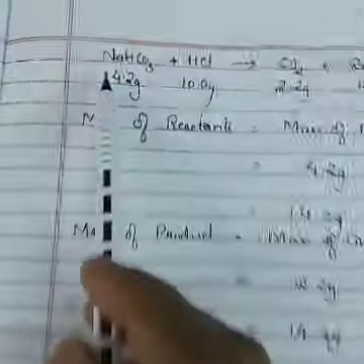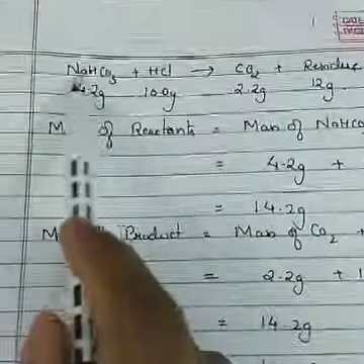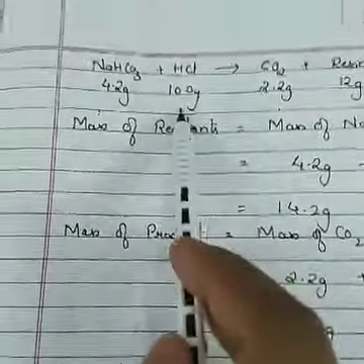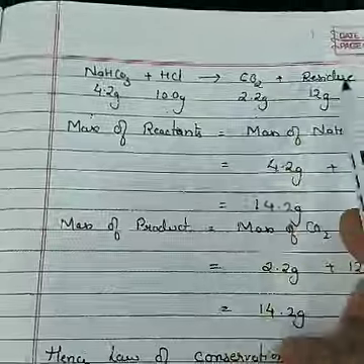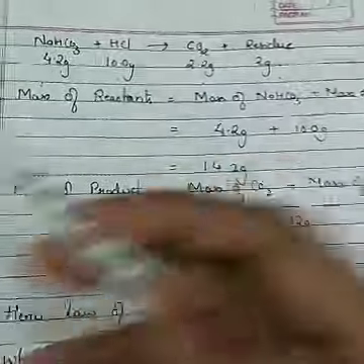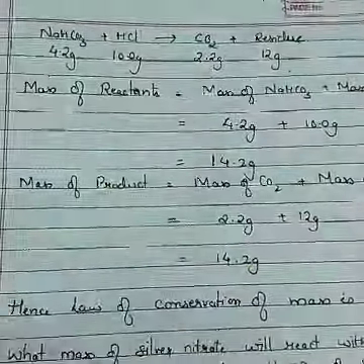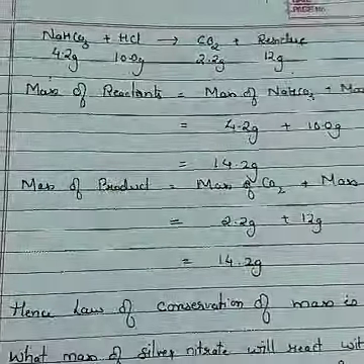Now, after framing this equation, try to write the weights at the bottom. Sodium hydrogen carbonate is 4.2, hydrochloric acid is 10, carbon dioxide is 2.2, residue is 12. We know that the law of conservation of mass says that these observations are in agreement. What is the law of conservation of mass? The mass of reactants must be equal to the mass of products.